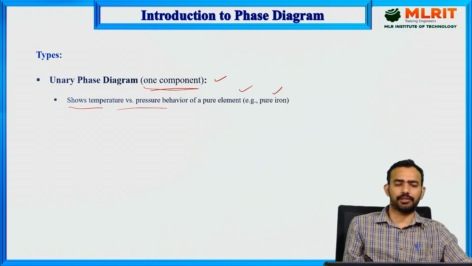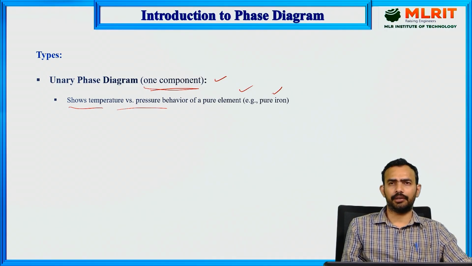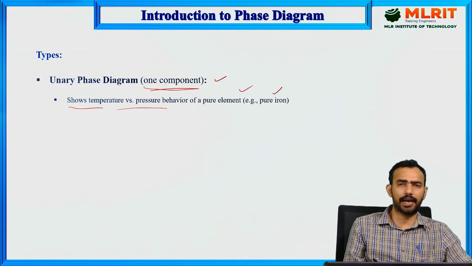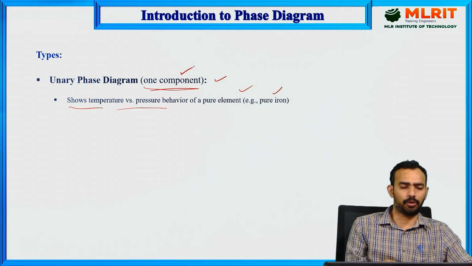That is under the unary phase diagram. Even water is an example of a single component system. At different temperatures and pressures, it can show different phases, like water in the solid phase, the liquid phase and the gaseous phase. The diagram drawn for it is considered a unary phase diagram because it talks about only one component.